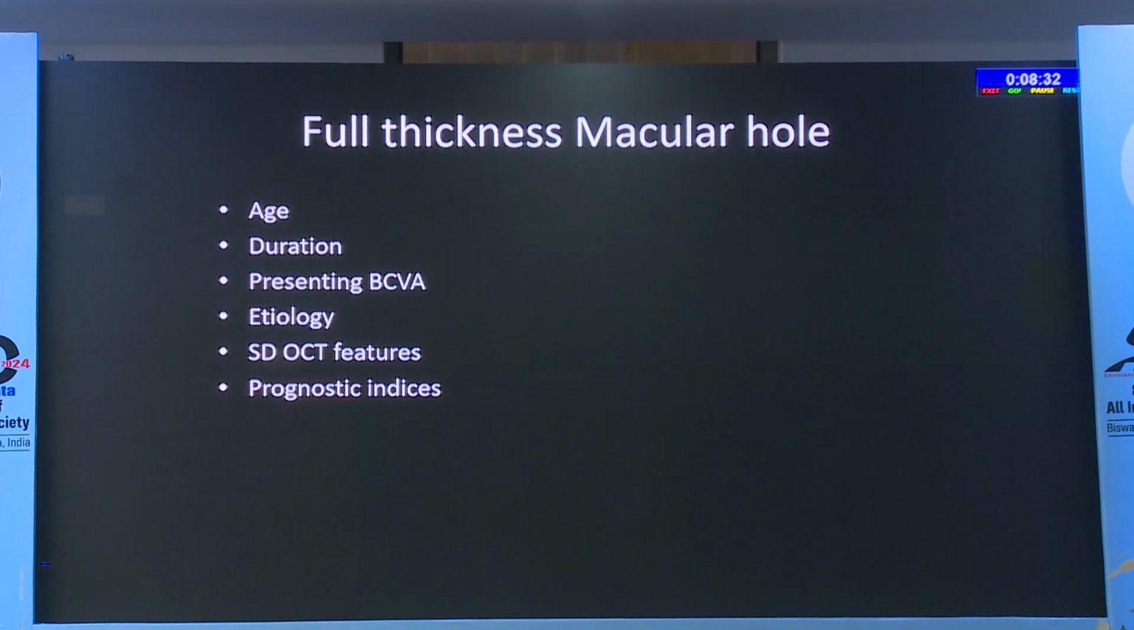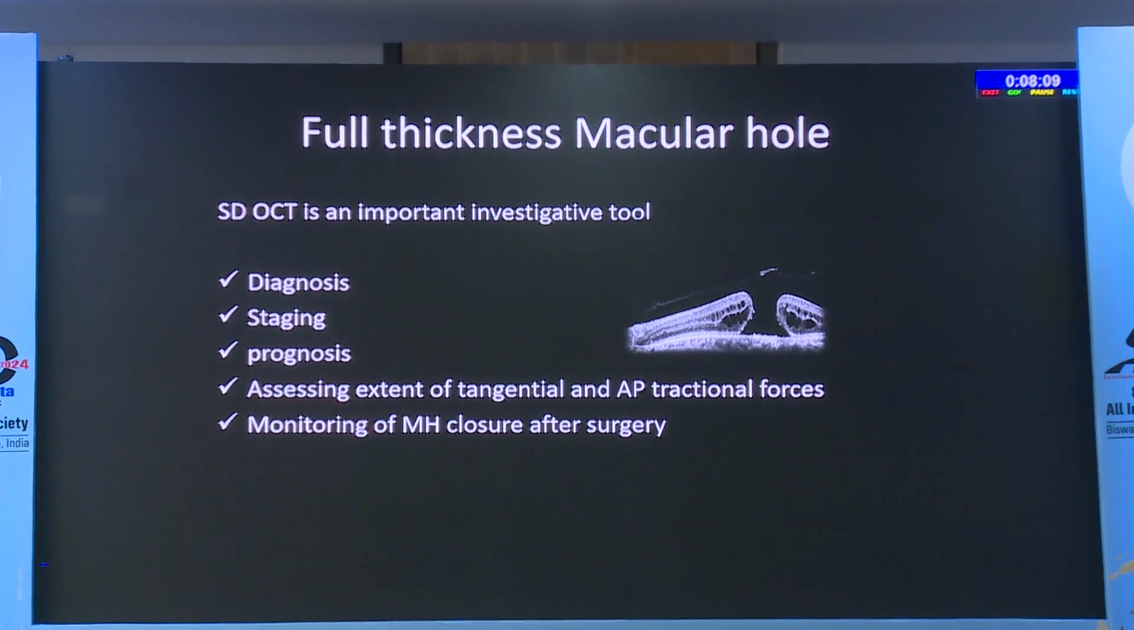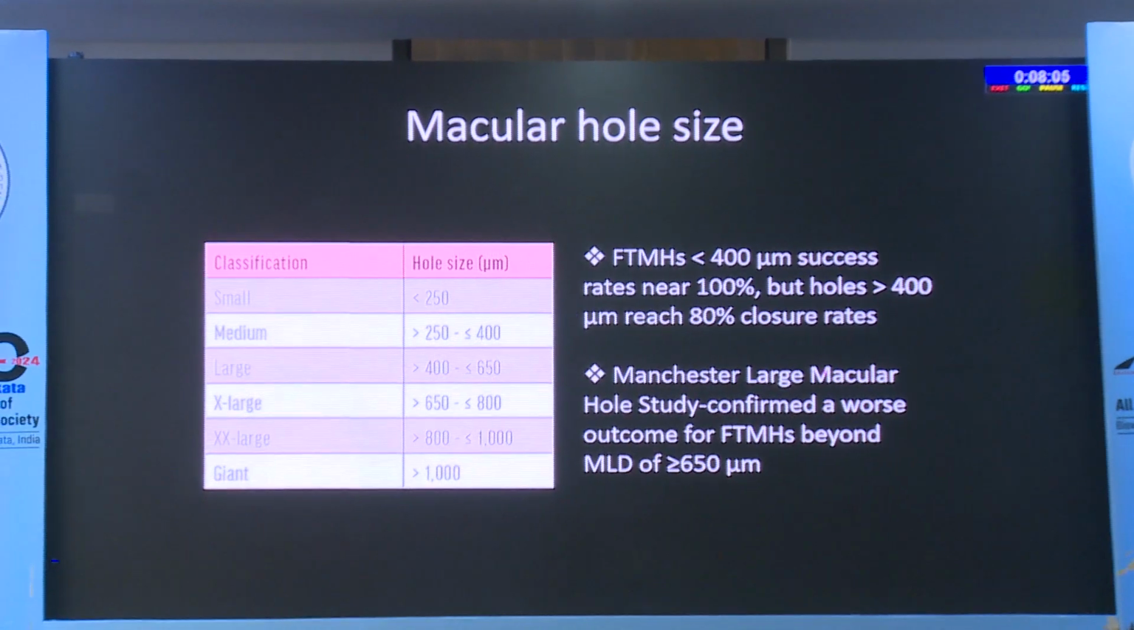When you see a case of a full thickness macular hole, you look at the age of the patient, the duration of the macular hole, the presenting best corrected visual acuity, and what could be the etiology of the full thickness macular hole. Obviously, look at the spectral domain OCT features and the prognostic indices like macular hole indices, which I will be discussing one by one. The SD-OCT basically helps in diagnosis, staging, prognosis, assessing the tractional forces, either tangential or anteroposterior, and monitoring the closure, what type of closure has occurred post-surgery.